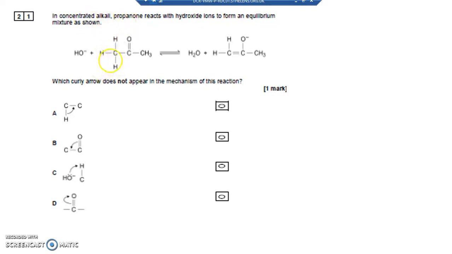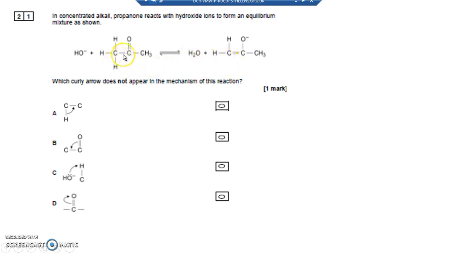Question 21. In concentrated alkali, propanone reacts with hydroxide ions to form an equilibrium mixture as shown. I've got water made, so it's some kind of elimination reaction where water is eliminated, or rather the H is removed from here. The H is gone and I've made a double bond, so the OH minus is attacking that H to make water, taking the H off.